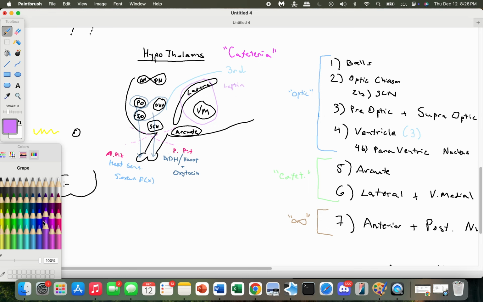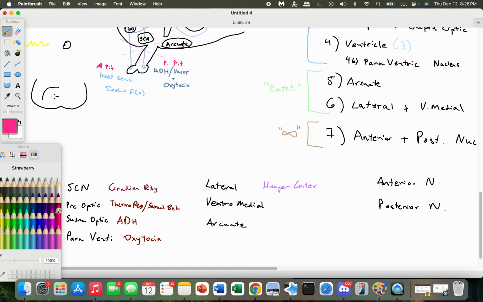So leptin will activate, it's going to activate the ventromedial nucleus, and it's going to inhibit the lateral nucleus. So what does that mean for us? That means that the ventromedial nucleus is going to be our satiety center.